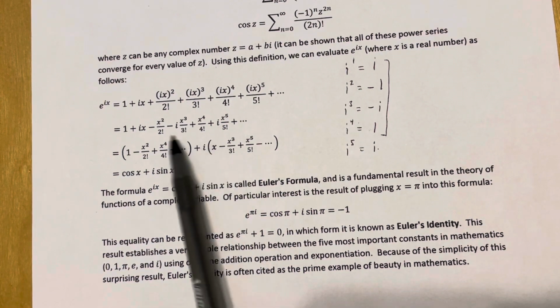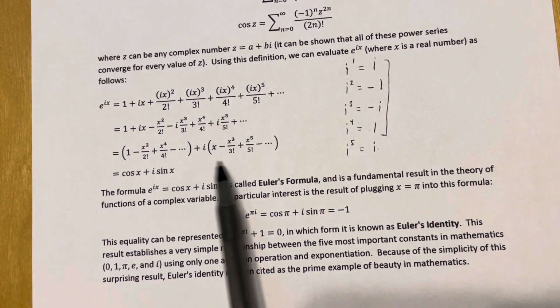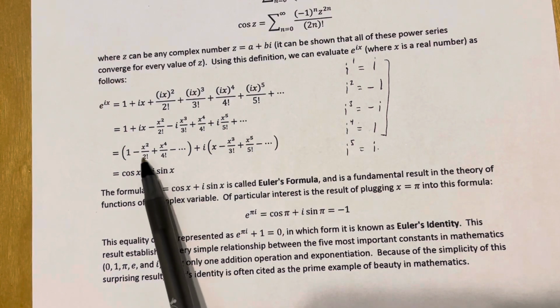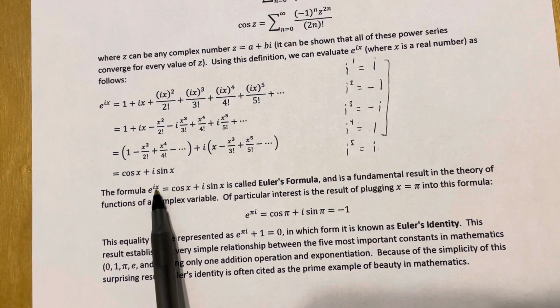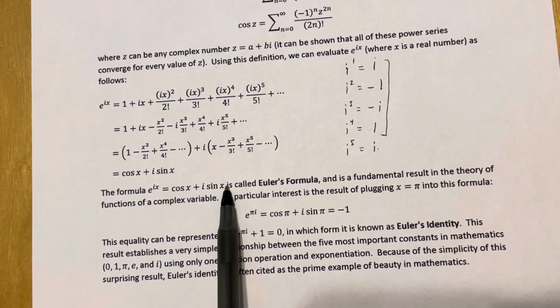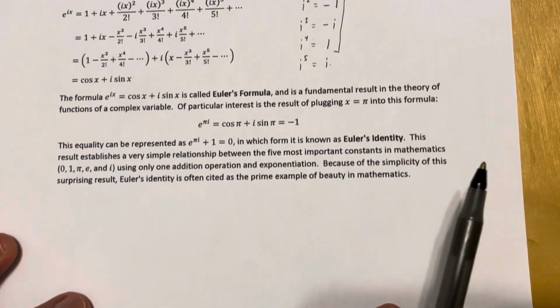Over here, when I group up these odd-powered terms that have i's in them and factor the i out, notice I end up with the Maclaurin series for the sine function. So this is the same thing as cosine of x plus i sine of x. That leads to this formula right here. In order to evaluate e to the ix, I just do cosine of x plus i sine of x. But remember, we assumed x was a real number, so evaluating that cosine and that sine is not a new thing. We know how to deal with that.